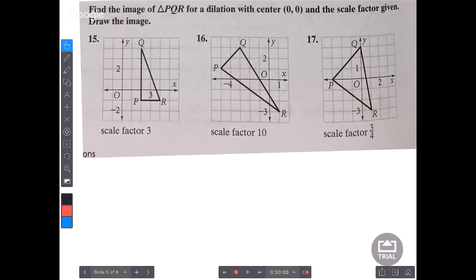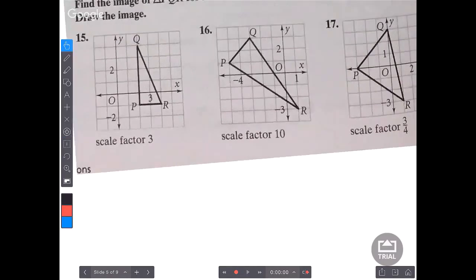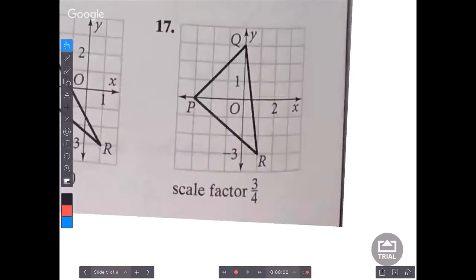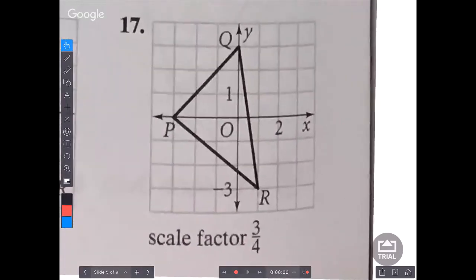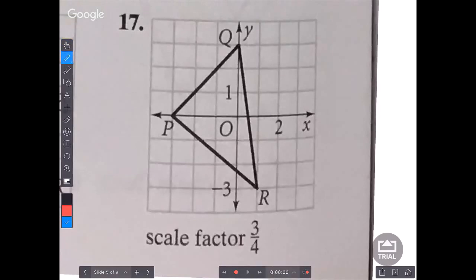All right, so let's see. Should we just practice some dilations? I think that's probably a good idea. Let's do this one. This one's a tricky one. Let's start with that. We're supposed to be doing a dilation about 0, 0. So here's the center of dilation. And the scale factor is 3/4.